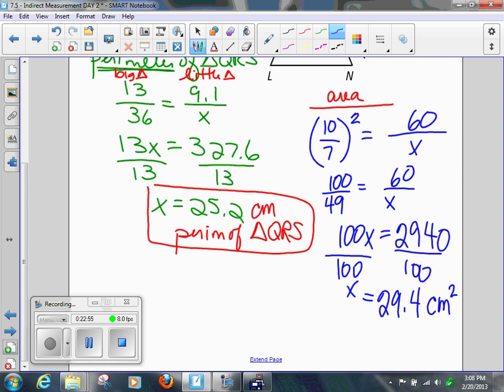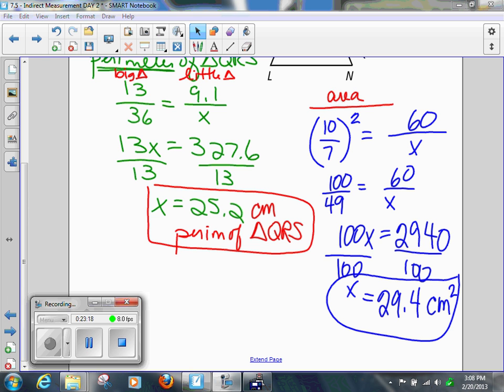Why do we have to square it? Because it's area. Very good. That is correct. Does everybody understand? Yes.